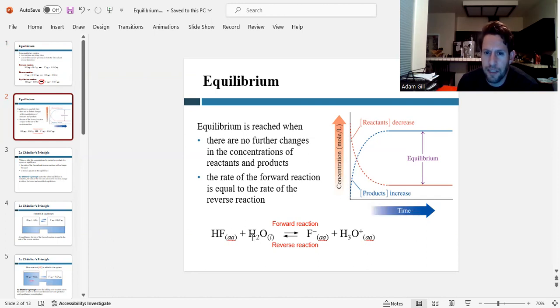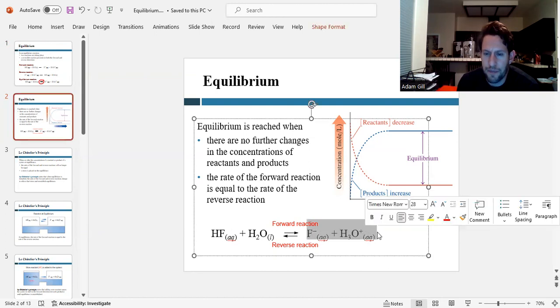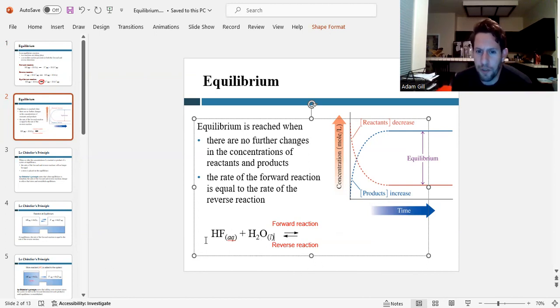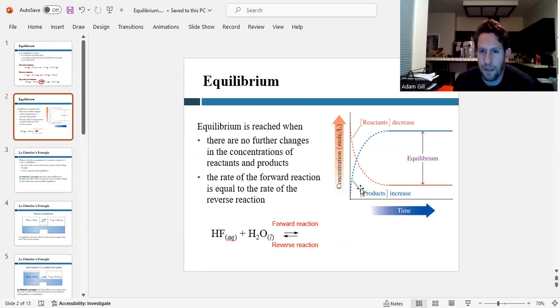Now, imagine we had this reaction. Now, initially, at time 0, we have only reactants. We just started the reaction. We mixed HF in water. And so initially, at time 0, we have no products, right? Because the reaction just started. But we have a lot of reactants shown in red here.